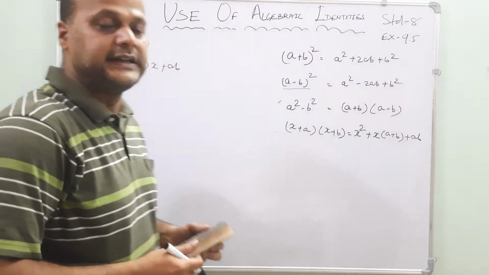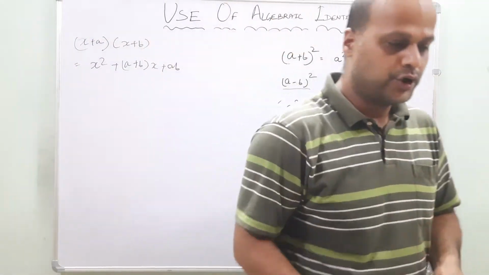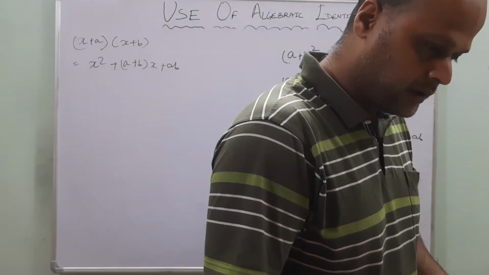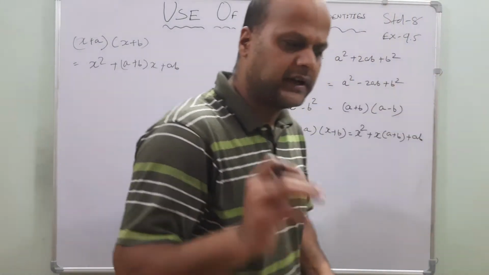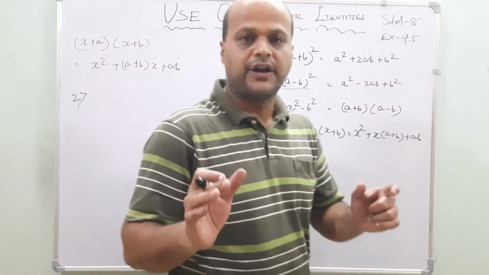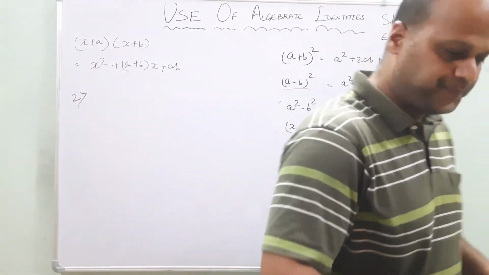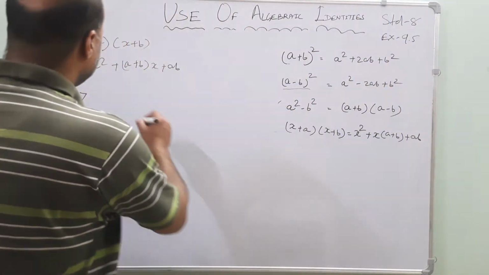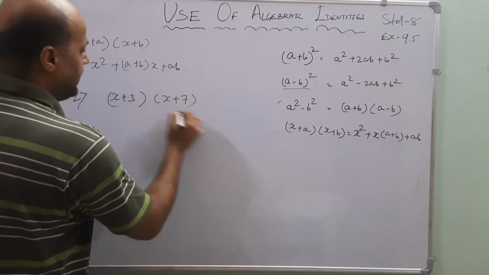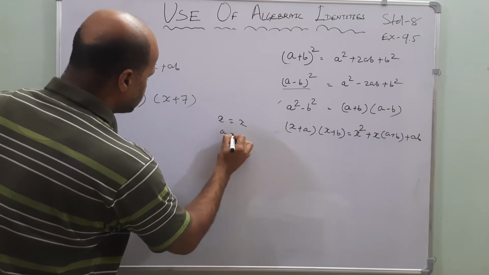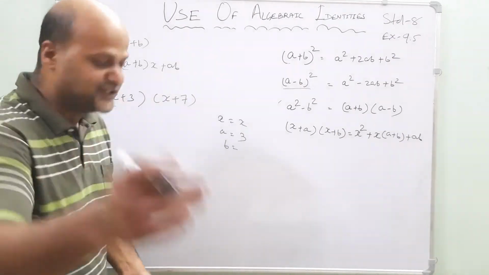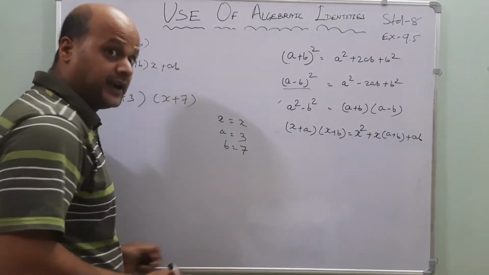Let's discuss one example from your book. Where is it given? Yes, it is given in 8th number as well as in second number. Let's go to the second number first, so that you can easily understand. Remember the funda, you can clear your doubts. First one is x plus 3 into x plus 7. Here x is equal to x, a is equal to 3, b is equal to what? Who will tell me? Yes, very good. It is 7. Very good, Akila.